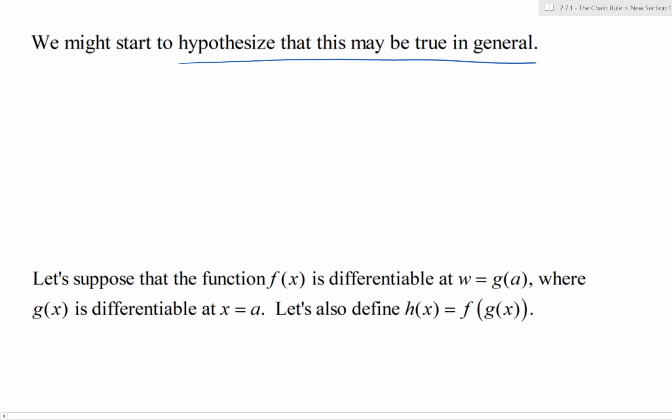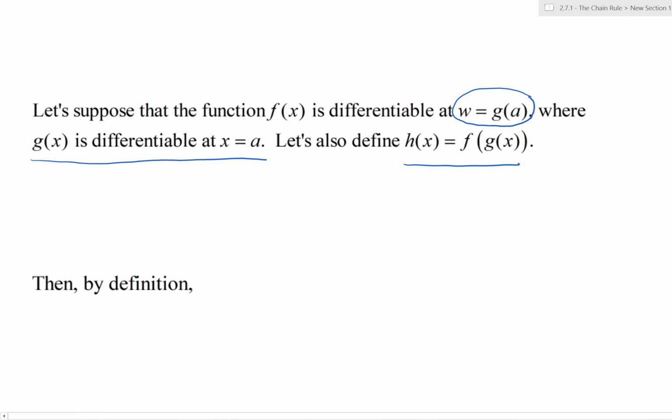Let's suppose that the function f of x is differentiable at g of a. Okay, so just replace x with g of a, or we can call that w, right? So just think, my function f is differentiable, and I plug in this number g evaluated at some location a, and that all works out. And then the function g is differentiable at the input variable x equal to a. So we're assuming everything is nice and differentiable here. And then let's consider the general case of the composite function h of x. Let's call it f of g of x.